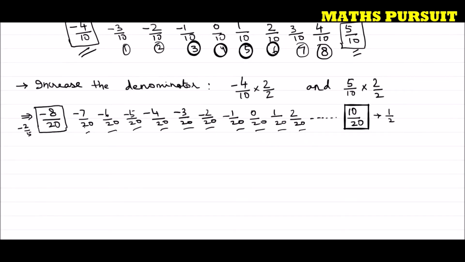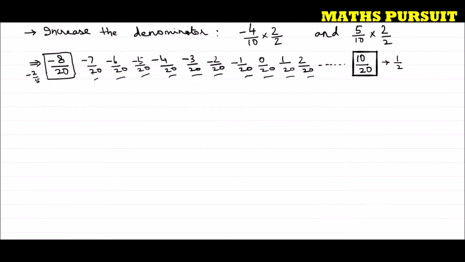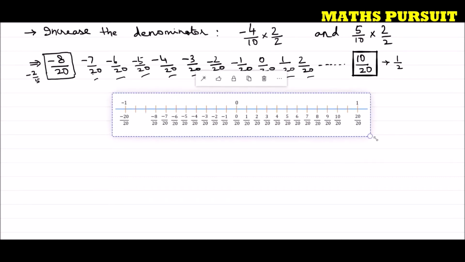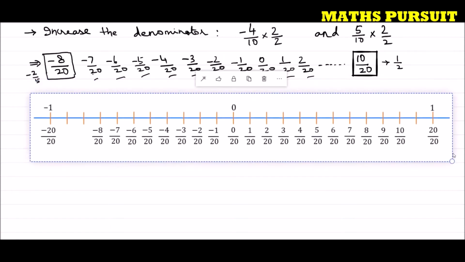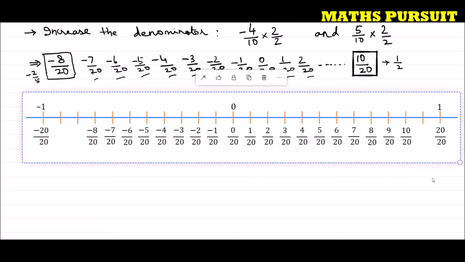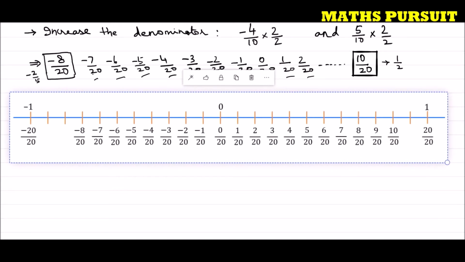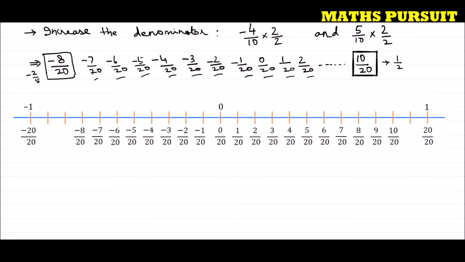So now let us represent these rational numbers on a number line so that things will be more clear. Now if you look here, I have posted the number line with those rational numbers that we have currently found out. These rational numbers are here: 10 upon 20, which was being given in the question.